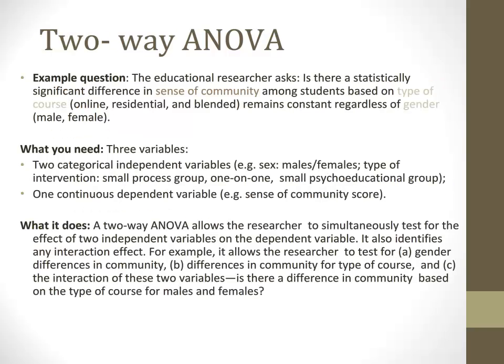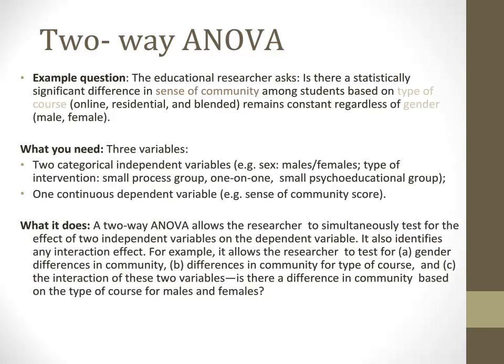A two-way ANOVA is similar to a one-way ANOVA in that the researcher wants to compare the means on a quantitative outcome variable across groups. Now, when I say groups, I don't mean just one group in this case. The researcher's actually interested in looking at two or more group membership variables, oftentimes called factors. So for a two-way ANOVA, a researcher needs two categorical independent variables and one continuous dependent variable.